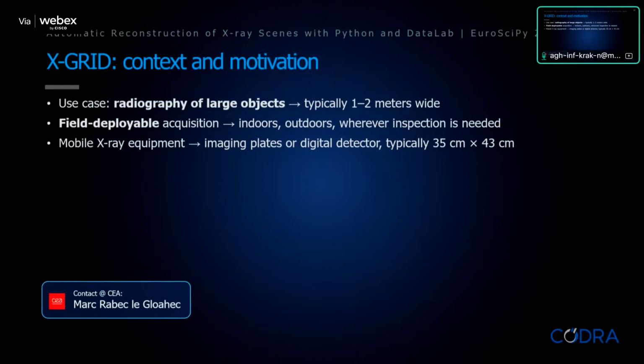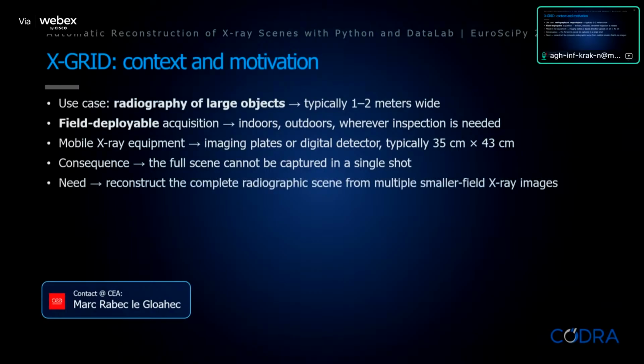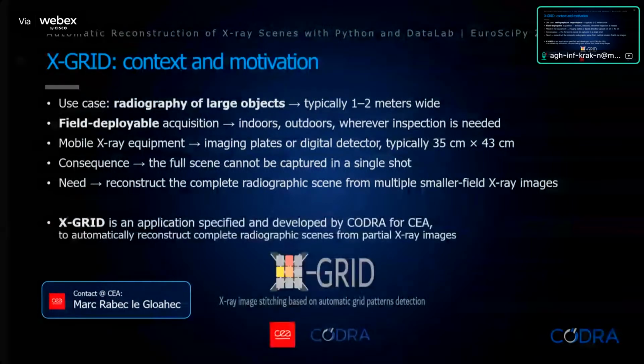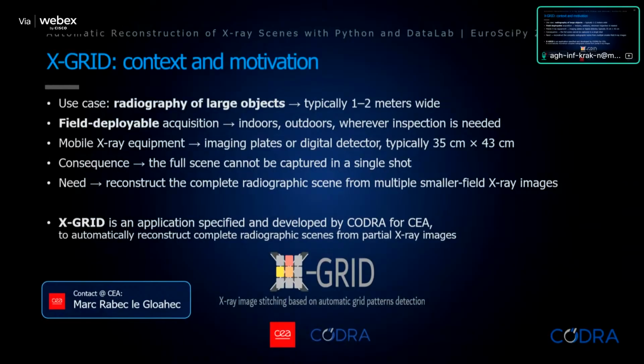So they would use mobile X-ray equipment, either imaging plates or digital detectors. Typically, the dimensions are there, so 35 centimeters by 43 centimeters. So it's quite small compared to the object, but it's a limit of the technology. So the consequence is that the full scene cannot be captured in a single shot. So you need to reconstruct the complete radiography scene from individual shots. And that's why we have specified and developed the Xgrid application for CEA to do it, and to do it fully automatically, as we will see.